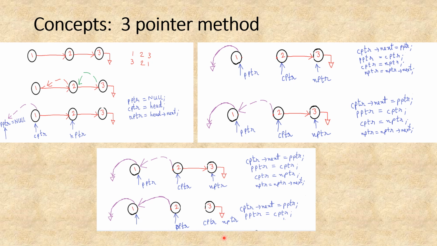Now that we know that we have hit the end of the list, we still need to do one fix up over here between 3 and 2, and that fix up is done by the solitary operation here. Current pointer arrow next is equal to pptr, or cptr arrow next is equal to pptr. Once that is done, this link is complete and the head of the list is at 3, or the current pointer is at 3, and that is the new head of the list. This is how the 3-pointer method works in brief.